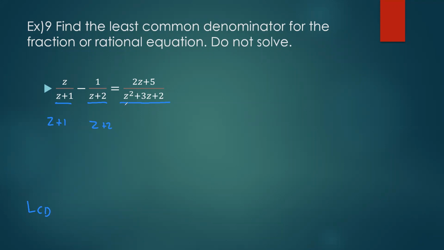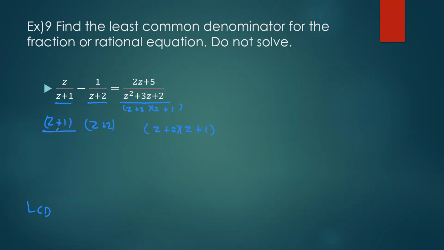It could be factored out as z, 2, and 1. So that could be broken down as z plus 2 times z plus 1, right? So let's start with the base z plus 1.